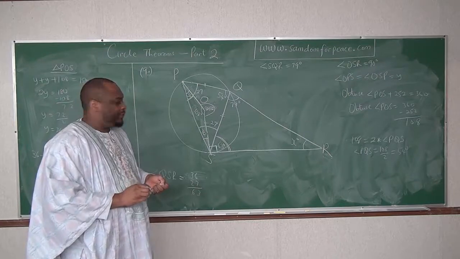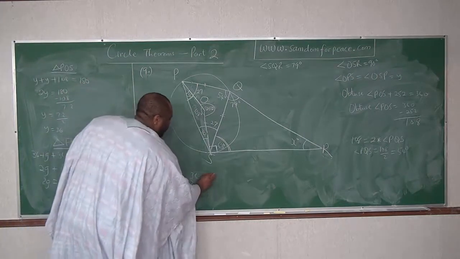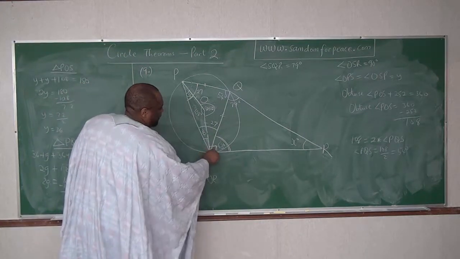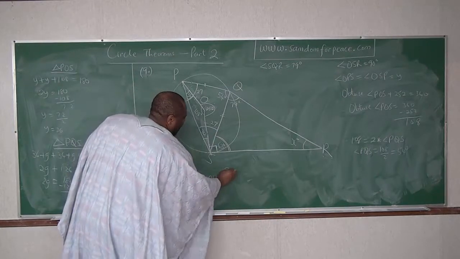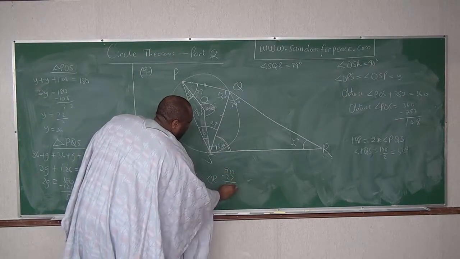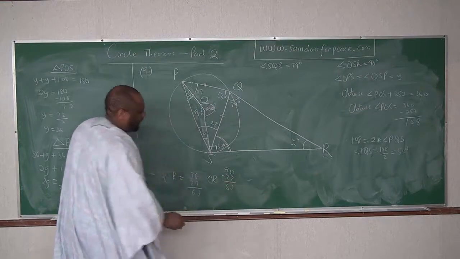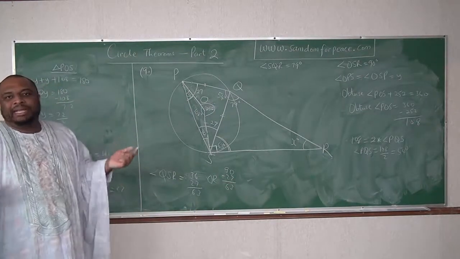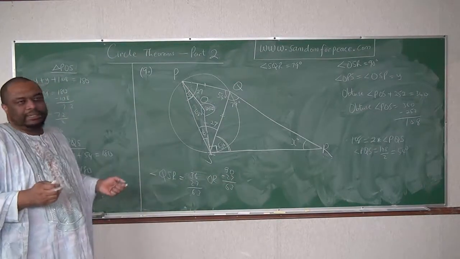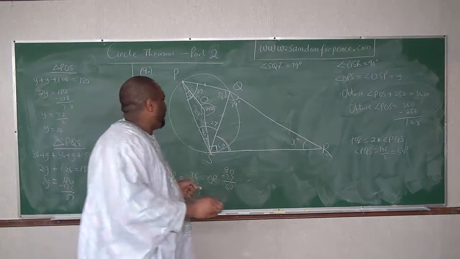We can do 90 minus 27. Or we can also do, because this whole here is 90, then minus 27. 90 minus 27, and that gives us 63 also. So any way you want, you get that 63. Now we can find our x.